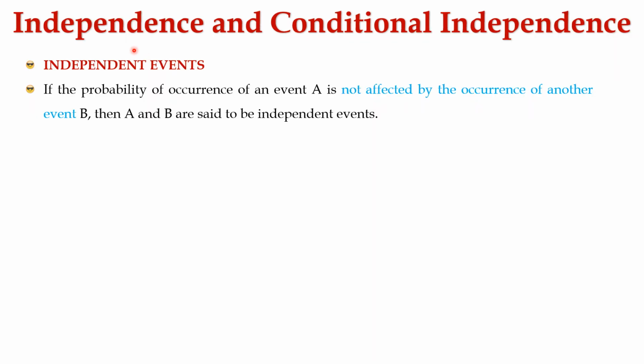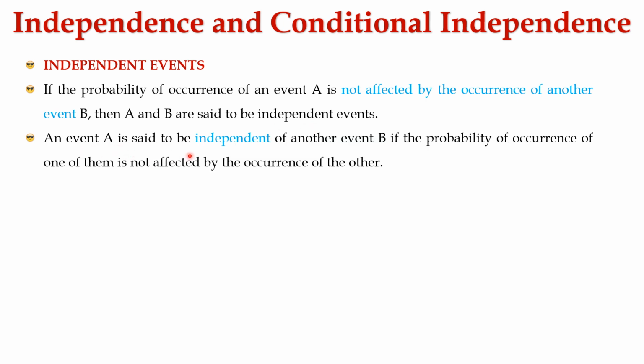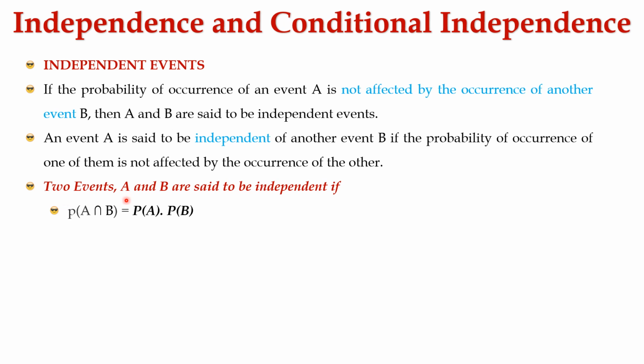Let's learn about independence and conditional independence. First, independent events. If the probability of occurrence of an event A is not affected by the occurrence of another event B, then A and B are said to be independent events. An event A is said to be independent of another event B if the probability of occurrence of one of them is not affected by the occurrence of the other. So, two events A and B are said to be independent if probability of A intersection B is equal to probability of A into probability of B.